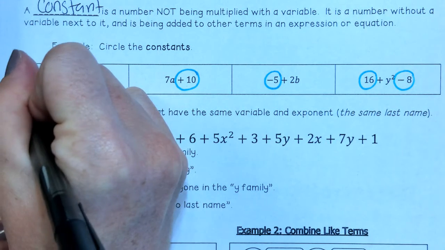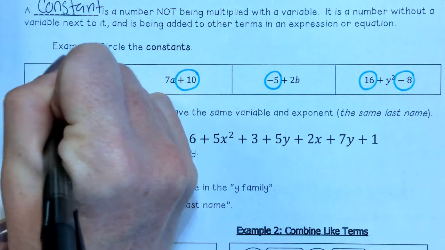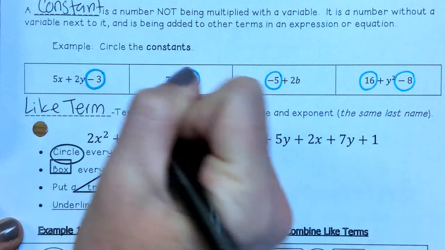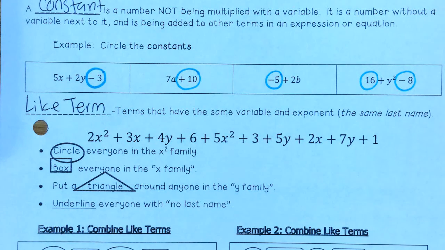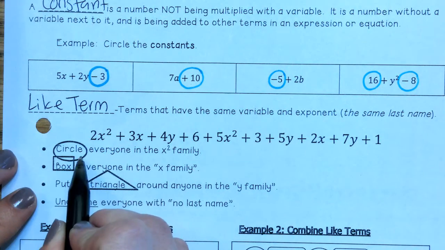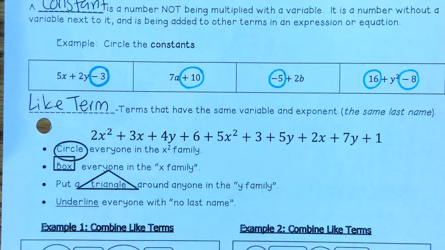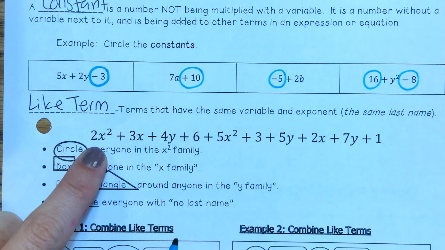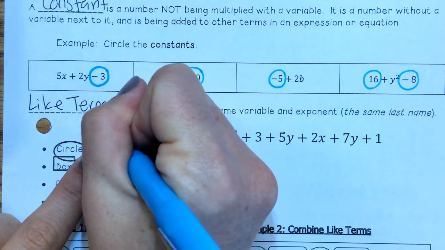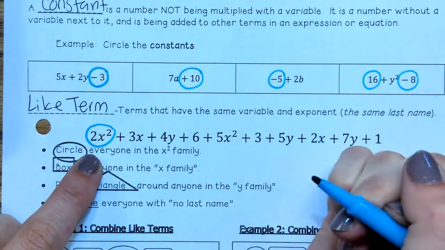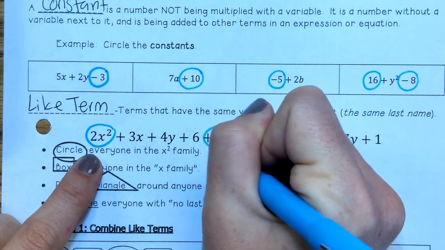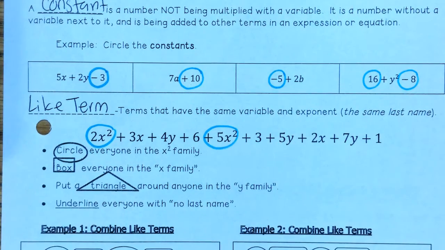And our last vocabulary word is a like term. Like terms are terms that have the same variable and exponent. You can think of it as having the same last name. So if I wanted to circle everyone in the x squared family, I'm finding all terms that have only an x squared in it. So 2x squared and positive 5x squared are like terms because they both have x squareds.